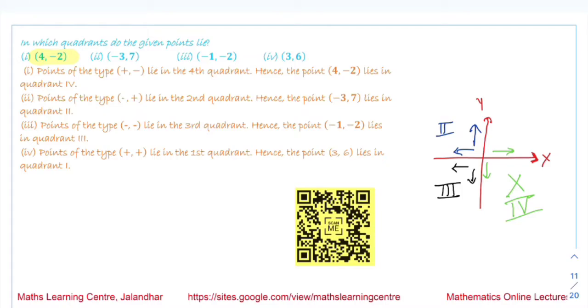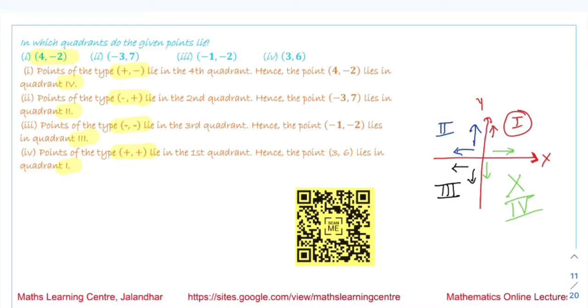Next is (3,6). Both of these values are positive. So x is positive and y is positive. It means this point lies in the first quadrant. This is also shown over here: the first point lies in the fourth quadrant, the second lies in the second, the third lies in the third, and the fourth one lies in the first quadrant.